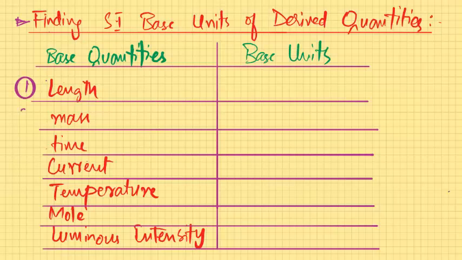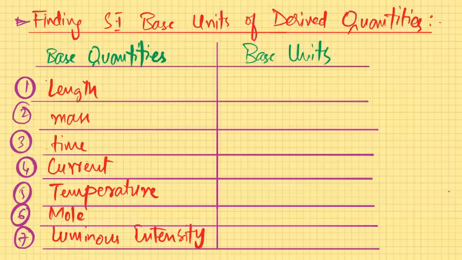Number 1 is length, number 2 is mass, number 3 is time, number 4 is current, number 5 is temperature, number 6 is mole, and number 7 is luminous intensity. The order doesn't matter. You can write any one of them in the beginning or later. That is not an issue.